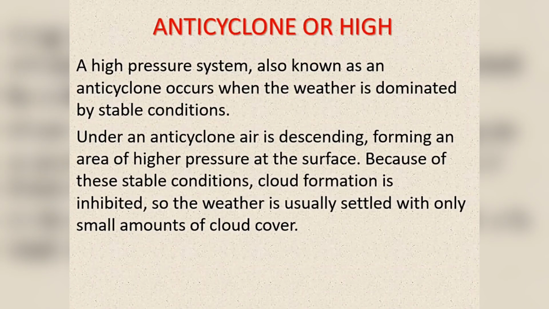So it is just accumulating there, it is not diverging. So it is forming an area of high pressure at the surface, and because of these stable conditions cloud formation will not be there, because the air is just descending, it is not rising. So in anticyclone high pressure area we won't see any cloud formation taking place, and the weather is usually settled with only very small amounts of cloud cover that can be any time there.